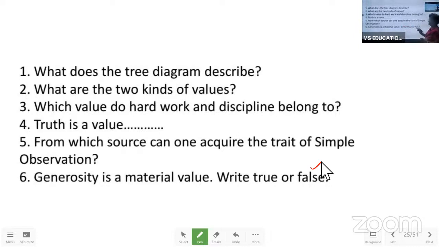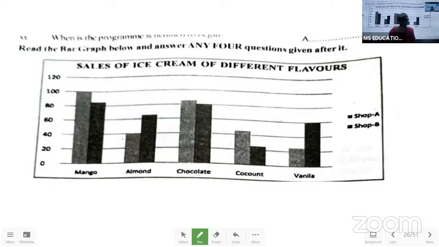I hope you have understood, children. This section B is very easy for you to fill. You have only 4 comprehension. One is unseen, one is from non-detail, one of the 5 non-verbal data, and one is from an advertisement. Now coming to the next.